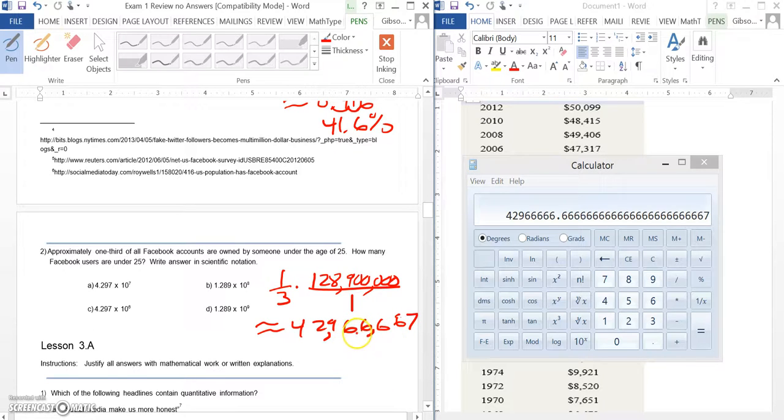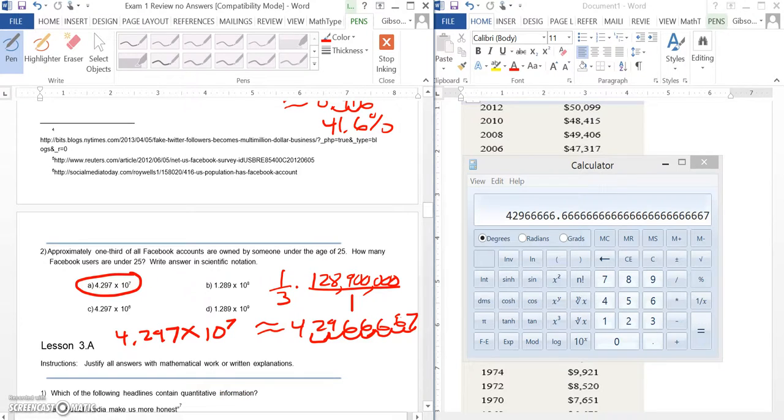Now what we have to do next is write this in scientific notation. We have our decimal here, and we'll move it to the left 1, 2, 3, 4, 5, 6, 7 places. So first of all, we know we're going to have 4.29, and if you notice, it only went to 3 decimal places, so we round up the 6 to 7. So it'd be 4.297 times 10, and remember, we moved this decimal 7 places to the left, so it'd be times 10 to the 7th power. So our final answer would be A.